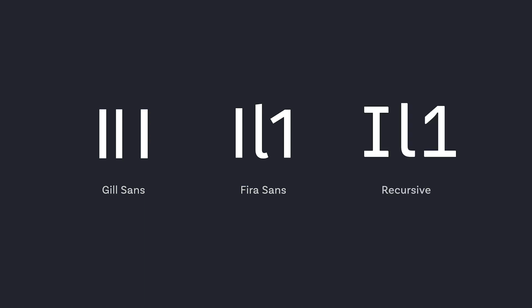On the left side, Gill Sans has the same shape for all the different characters. In the middle, Fira Sans, you can clearly see that's a lowercase l. The I, you need some context for it, but it might work in most cases, and the one of course too. And Recursive, there it's obvious what shape is what character.